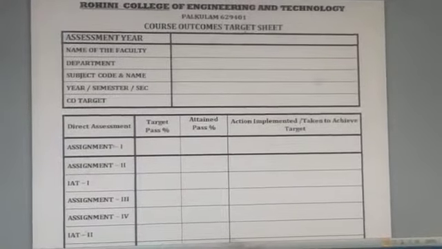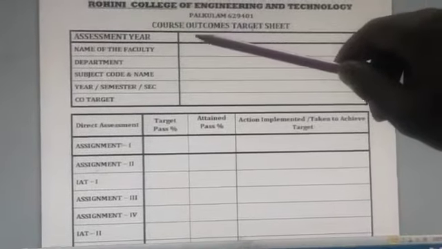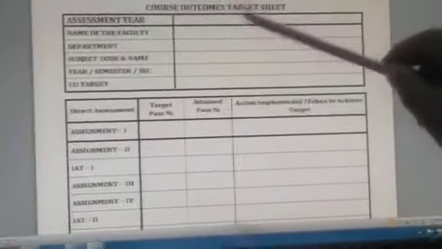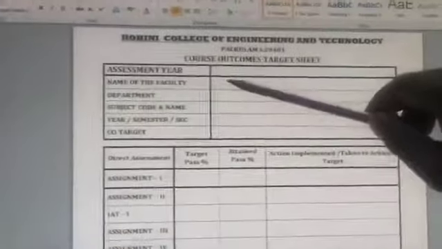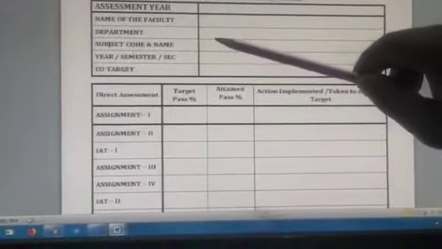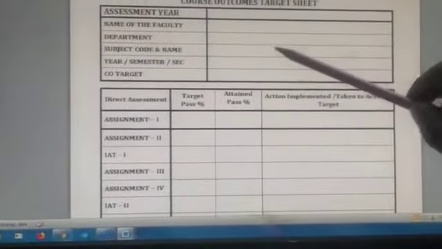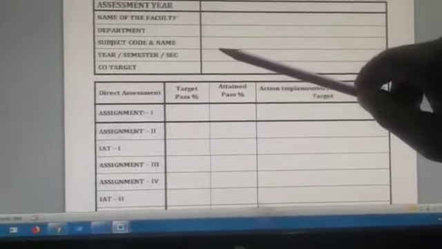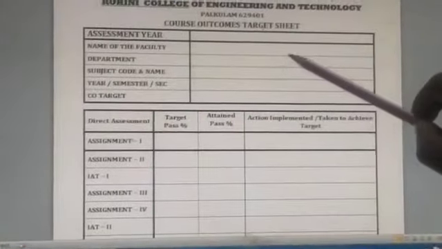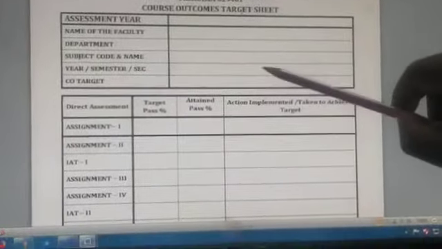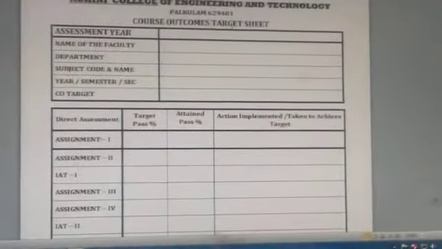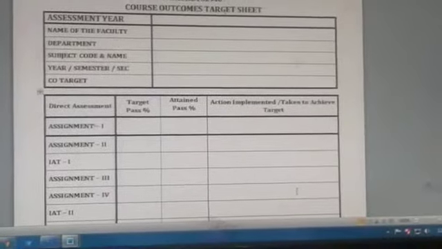So you have to write the assessment year and write the academic year 2014-15 or 16-17, etc. Write the name of the faculty, write the department he or she belongs to, write the subject code and name of the subject, year, second year or third year or fourth year, the semester this course belongs to, and a section. And this is the target, CO target, the minimum target you have fixed.